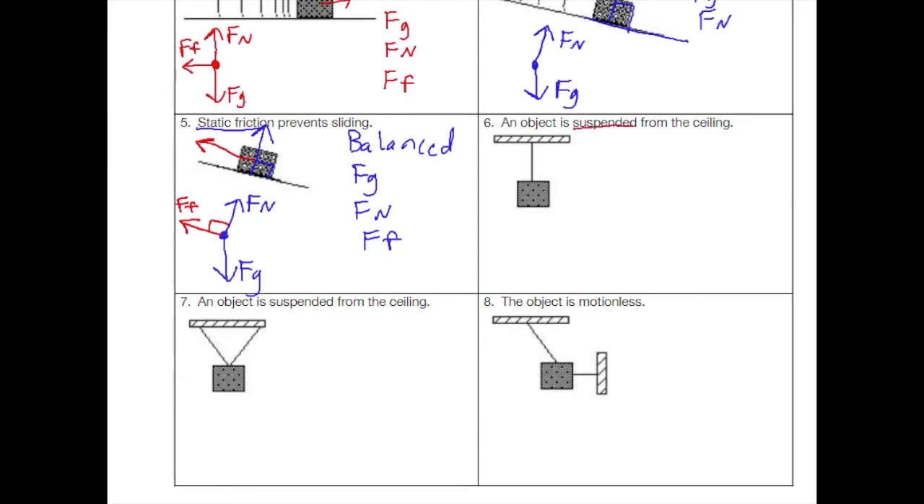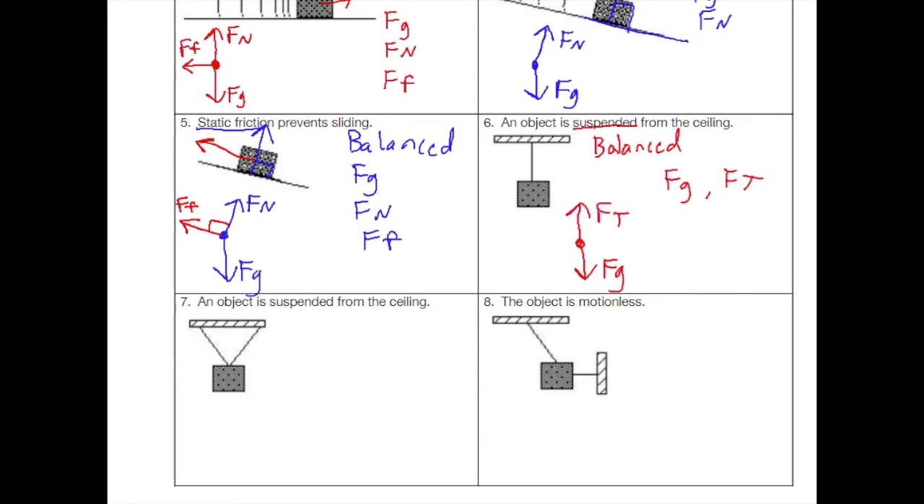So suspended meaning at rest, therefore the forces are balanced. Start with force gravity like we did before. But this time we're going to see that there's a string. So we're going to have force tension as well. There's no surface on this object, so there's no force normal this time. So drawing our free body diagram, we have force gravity pointed downward, and then we have force tension pointed up.